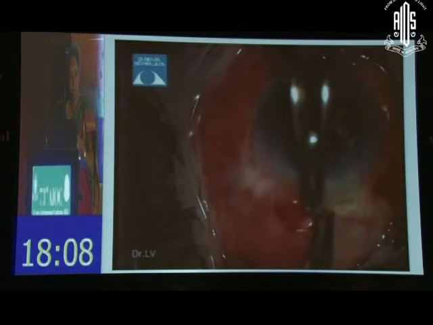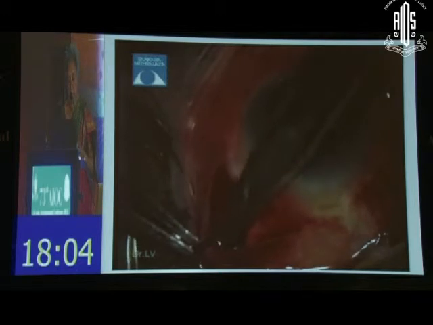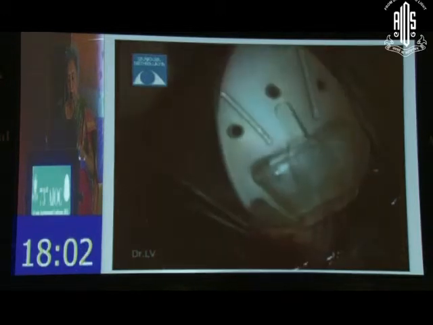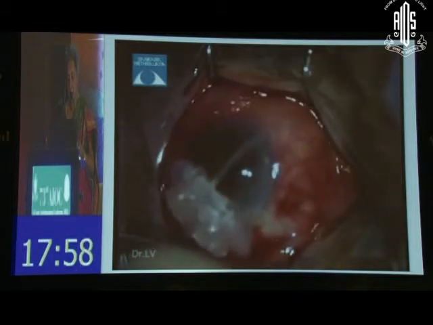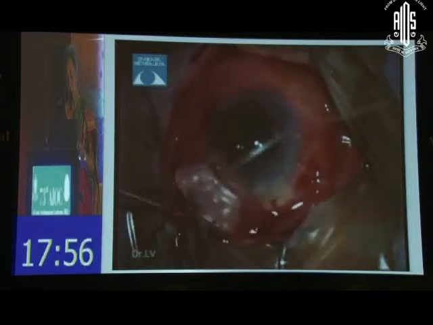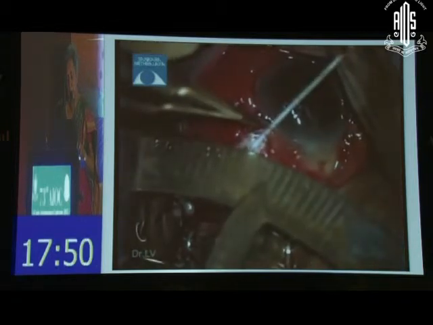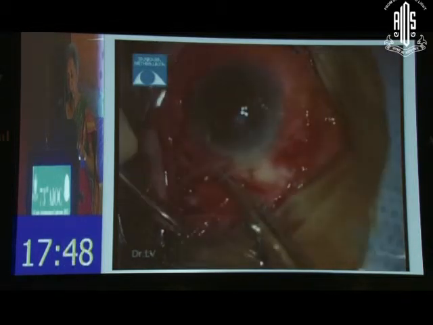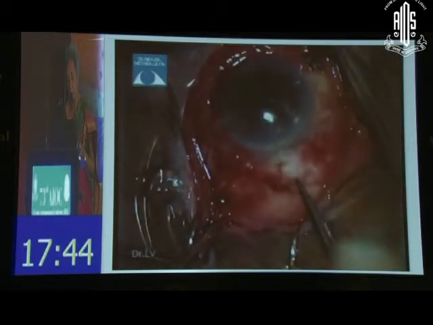And a quick video, again a conjunctival dissection 2 millimeters from the limbus, a good undermining and priming of the Ahmed valve, placement of the plate almost 8 millimeters from the limbus and securing it with non-absorbable nylon sutures 8 millimeters from the limbus.